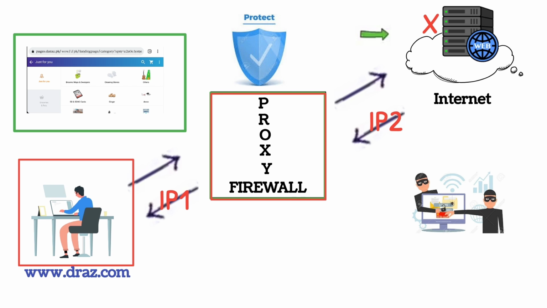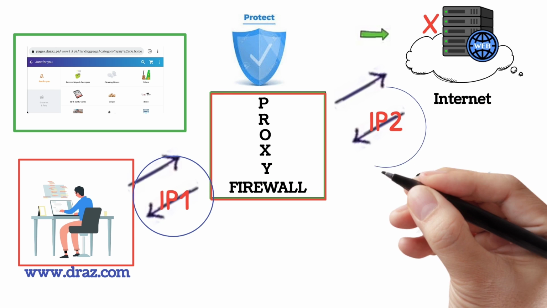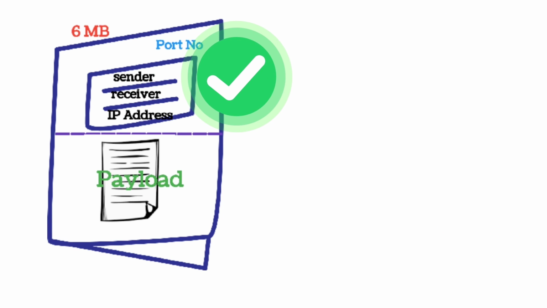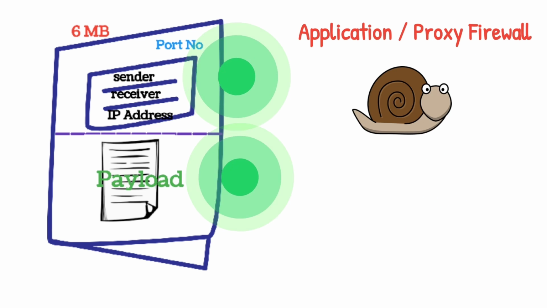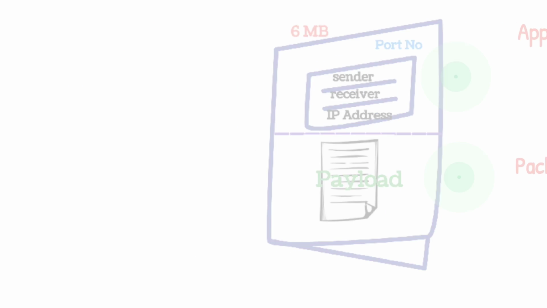But I should say that it is not disclosing our computer's IP address, since application firewall also checks the payload of the received data packet. So they are generally much slower than packet filtering firewall.